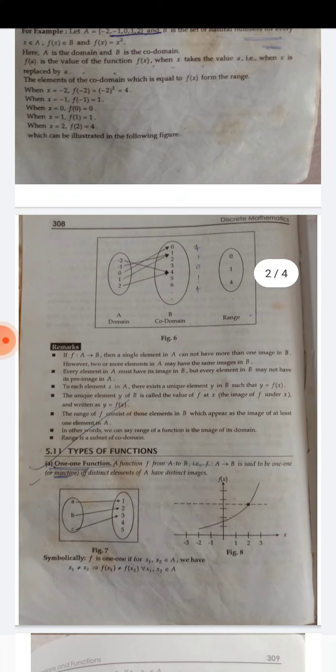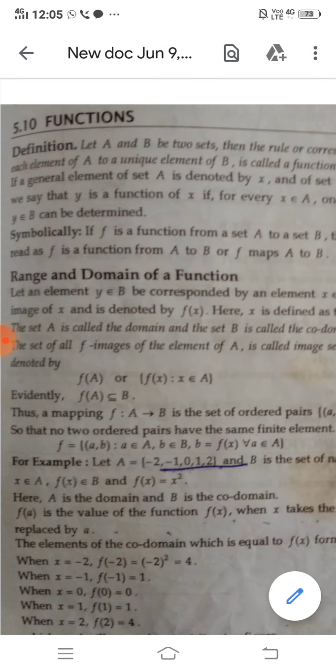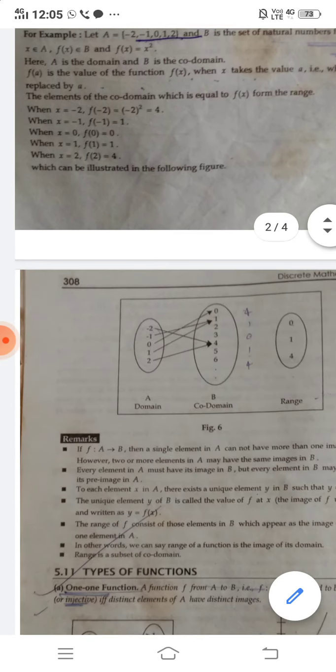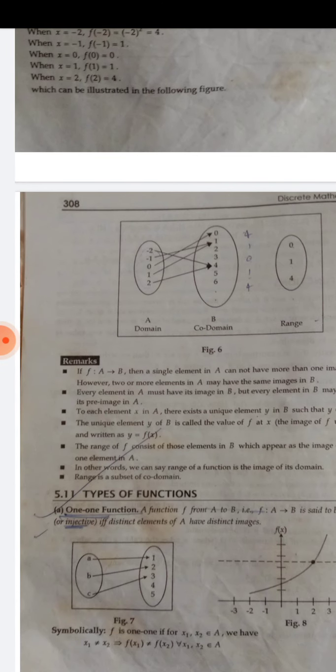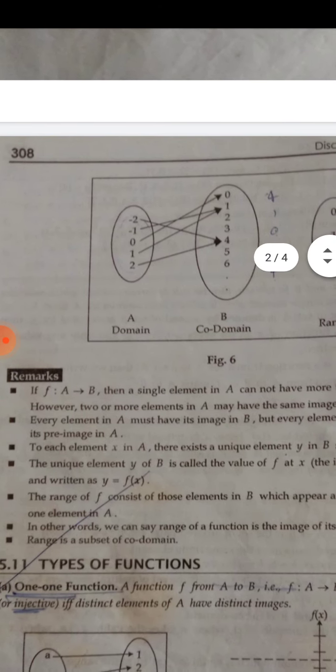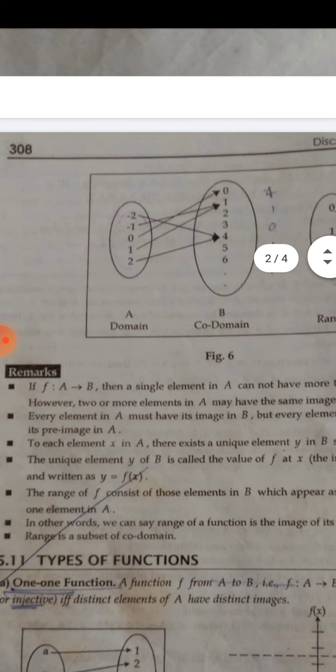Now let's understand it by the diagram. Here set A has some elements, set B has some elements. Just remember, the elements of the first set are called the domain. Here it is written that A is called the domain. Elements of set A are always called the domain. So here the elements of the domain are -2, -1, 0, 1, 2. Elements of set B are always called the codomain.